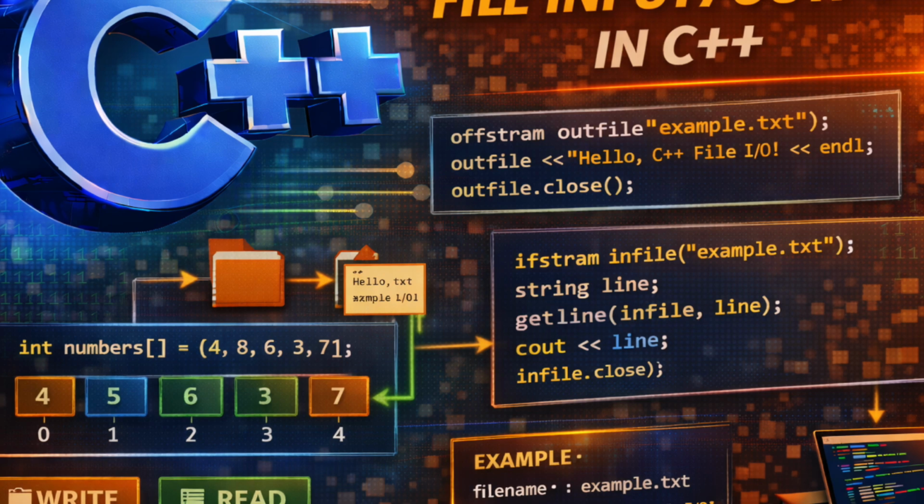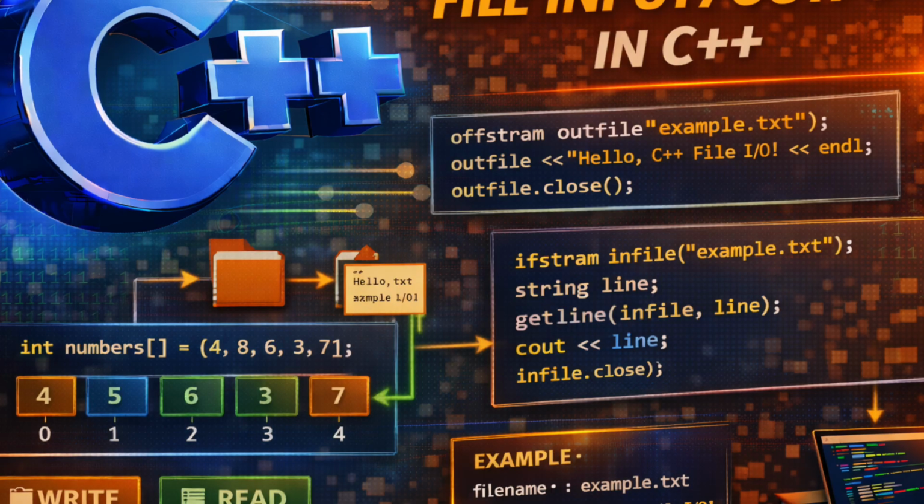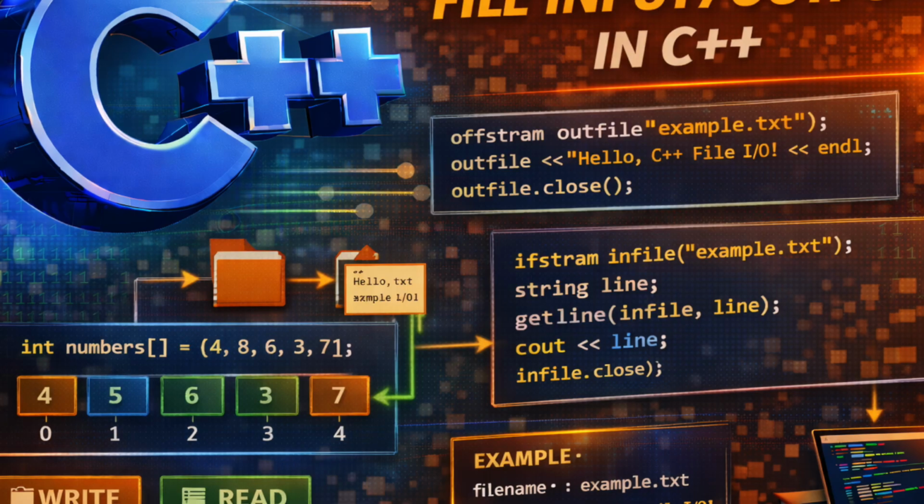Exactly. Let's start on the input side then. Reading data into the program needs the ifstream object. What's the protocol for bringing that persistent data home? We can break the process into three critical stages. This is the essential file I/O protocol. Three stages. Stage 1, acquisition and verification. You create the ifstream object, and you'll often pass the file path right into the constructor to open it.